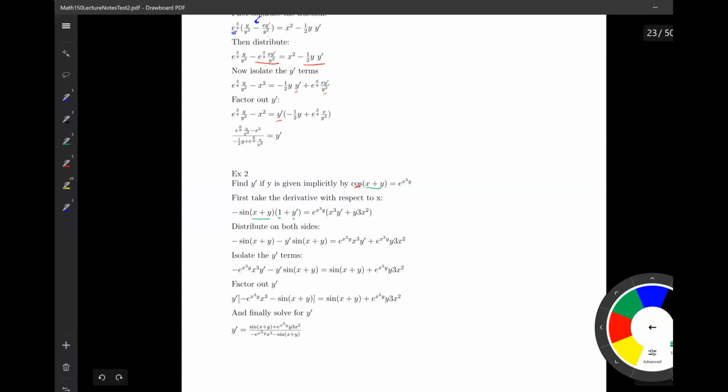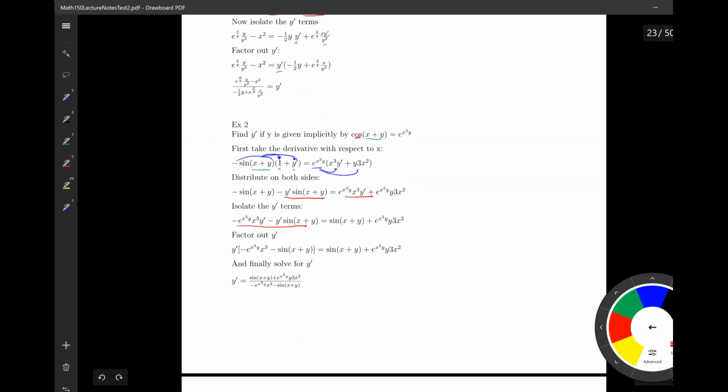And then over here, product rule up here, right? E to the stuff times the derivative of stuff. So x cubed times y prime plus 3x squared times y. So lots of multiplying has to happen. So this has to be distributed to these two terms. So that's what I've done here. And then this has to be distributed to these two terms. Now I can finally identify the two y prime terms, put them on the same side of the equal sign, factor out the y prime, and have an answer.